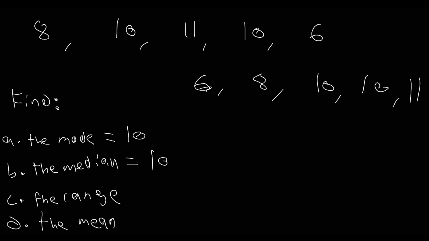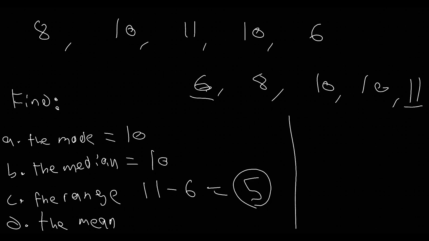For my range, I just get the number at the end over here, subtracted by the number at the end over here. So my range is equal to 11 minus 6, which is equal to 5, and that is my final answer. And finally, for the mean, which is the one that requires the most work.